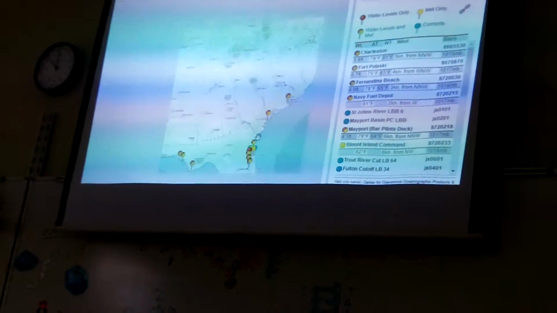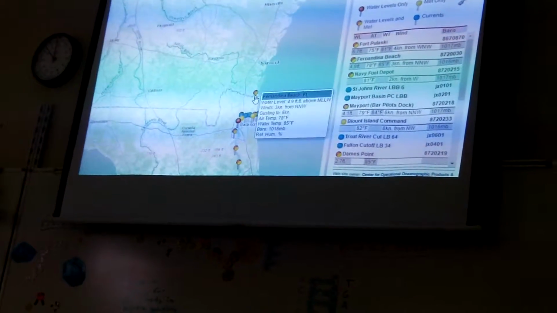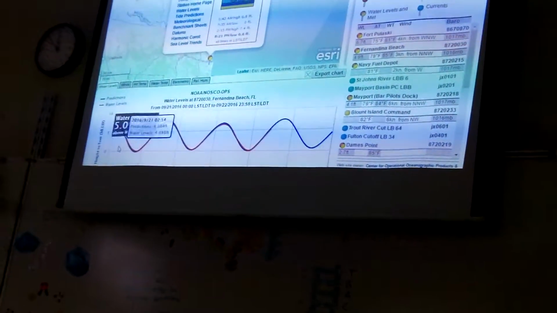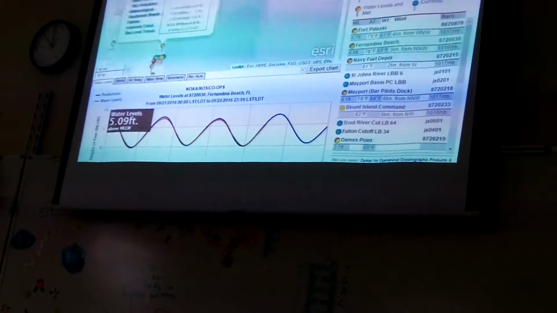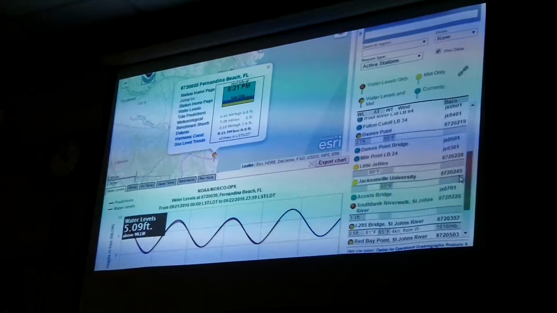They don't have us. Dag nabbit. I'm serious. Dang planet. How about down here, Fernandina Beach? Yeah. Here it shows the tides. You can see how the tides go up and down each day. A lot of information on here.